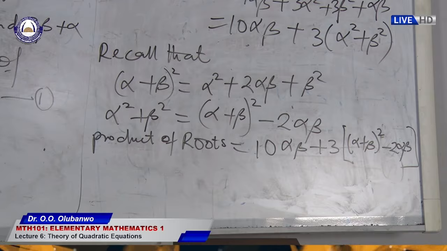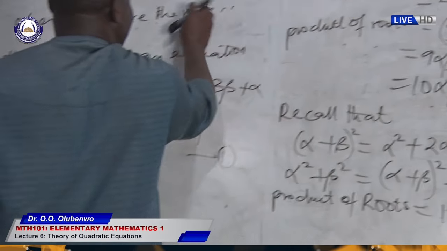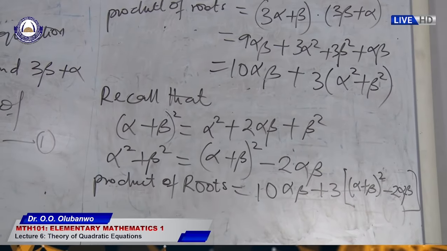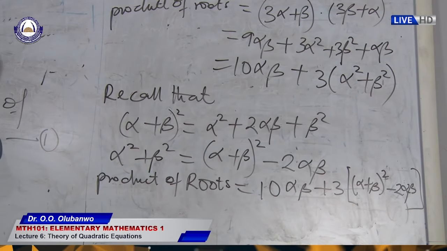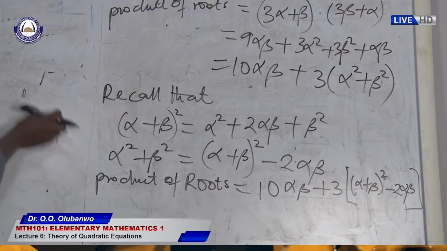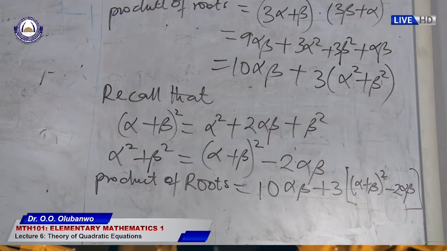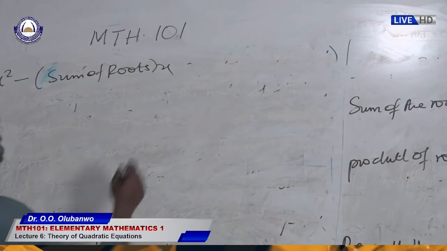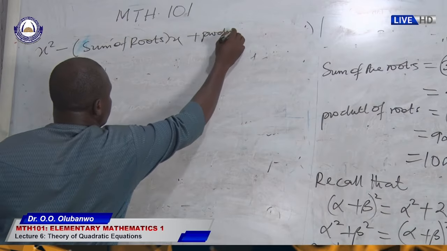And from the principle of formation of equation for the quadratic case, we all know that the quadratic equation ax squared plus bx plus c equals 0 will take the form x squared minus sum of roots times x plus the product of roots equals 0.